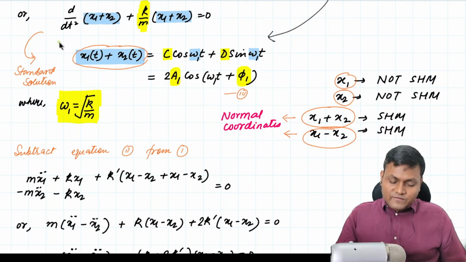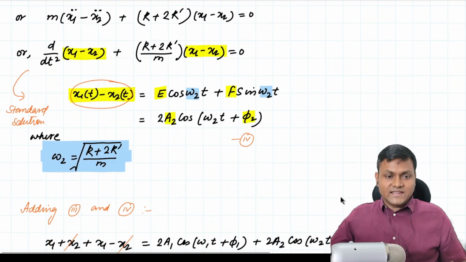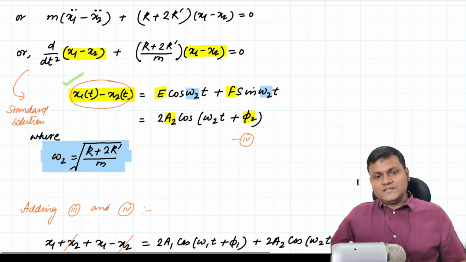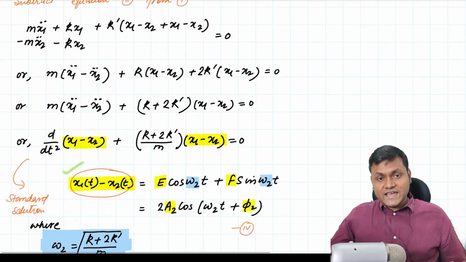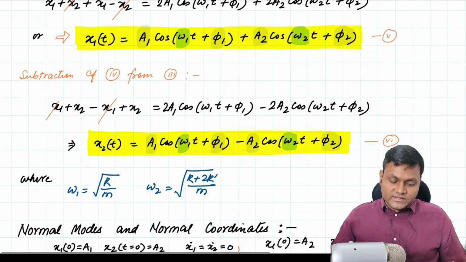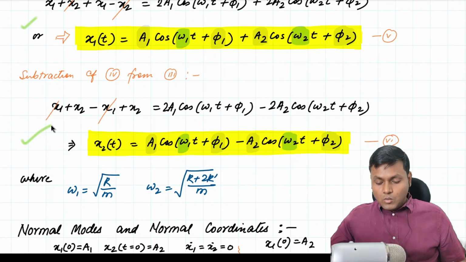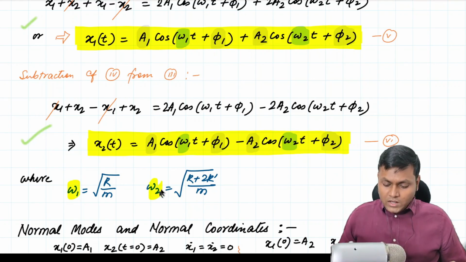When we did that, we found that there is a coordinate x1 plus x2 that is executing simple harmonic oscillations of a certain frequency, and another coordinate x1 minus x2 that is executing simple harmonic oscillations of a different constant frequency. I said that these are known as normal coordinates. From there, I obtained the general solutions, which are linear superpositions of two distinct frequencies, omega 1 and omega 2.